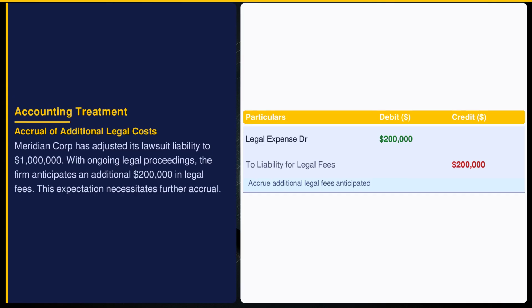As legal proceedings continue, Meridian Corporation anticipates $200,000 in additional legal fees. ASC 450 guides the accrual of these anticipated costs as an expense. This ensures the financial statements reflect all expected future cash outflows related to the legal matter, maintaining comprehensive liability reporting.